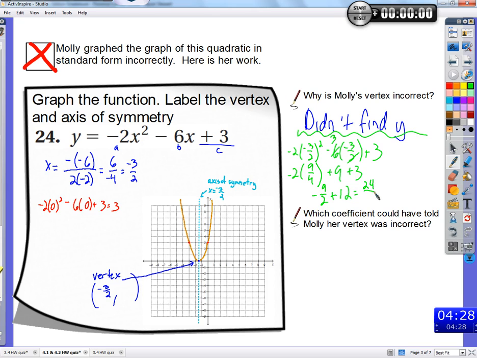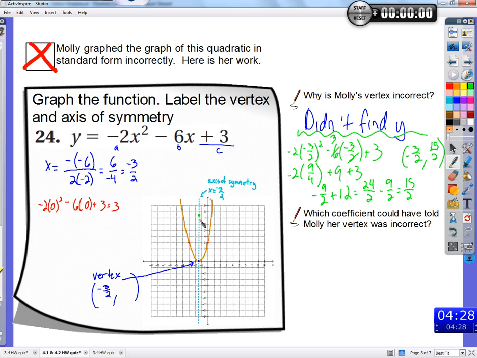Okay, so we have 24 halves if we were to turn this into a common denominator. 24 halves minus 9 halves is 15 halves. How much is 15 halves? 7 and a half. So our complete vertex is -3 halves, 15 halves. There's our -3 halves. 15 halves is 7.5. Okay. So there's the right vertex, the correct vertex.